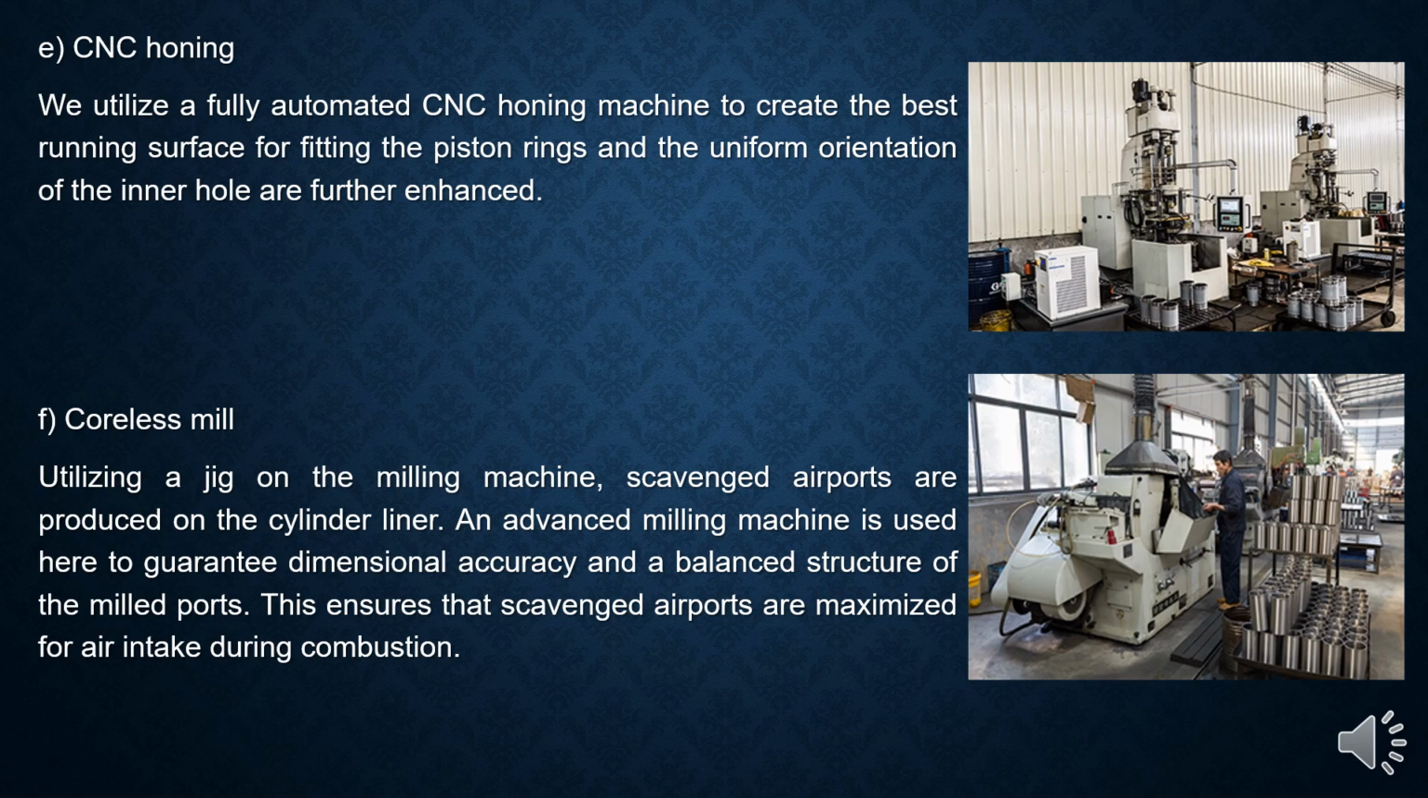Next is the coreless milling process. Utilizing a milling machine, scavenged air ports are produced on the cylinder liner. Scavenged air ports are useful for air intake and outtake for the combustion process. This is very necessary for the combustion process. This is done through the coreless milling process.